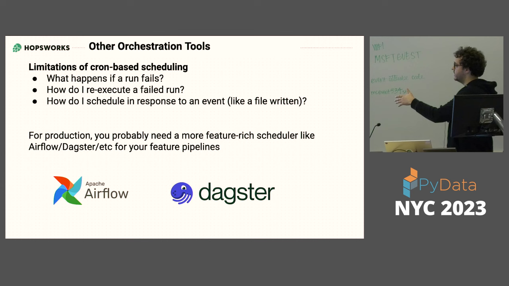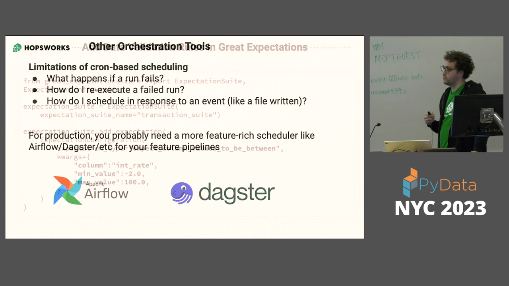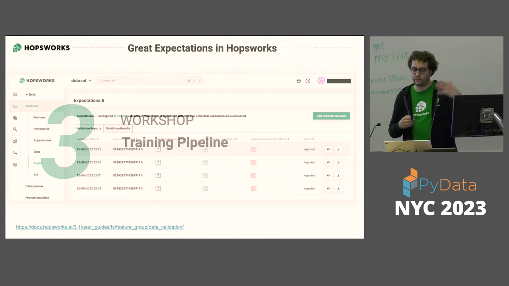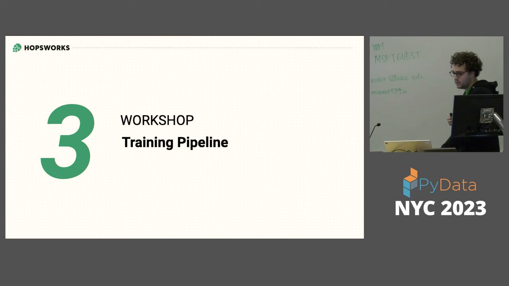This is where there are more complex orchestration tools like Airflow and Dagster, for instance, that allow you to specify those pipelines in a much more complex way, but also with much more control over dependencies between different steps and so on. We talked about building expectations and integration with Ops.